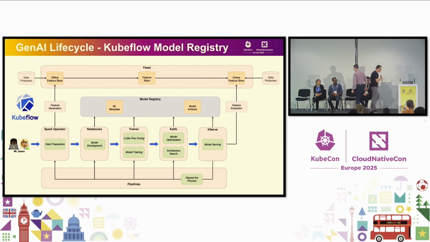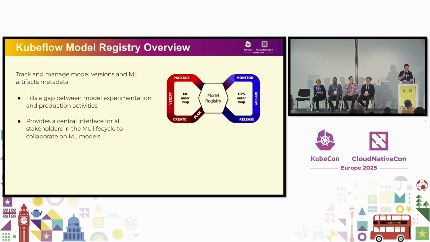Thank you, Andrey. Machine learning and AI lifecycles are very complicated. You can train the model, tune your model, and experiment with notebooks and everything. How do we track everything? The Kubeflow Model Registry was a project donated from Red Hat to help users manage and version models and their metadata throughout the machine learning lifecycle. It fills a gap between model experimentation and production activities, and provides a central interface for all stakeholders in the machine learning lifecycle to collaborate on machine learning models.